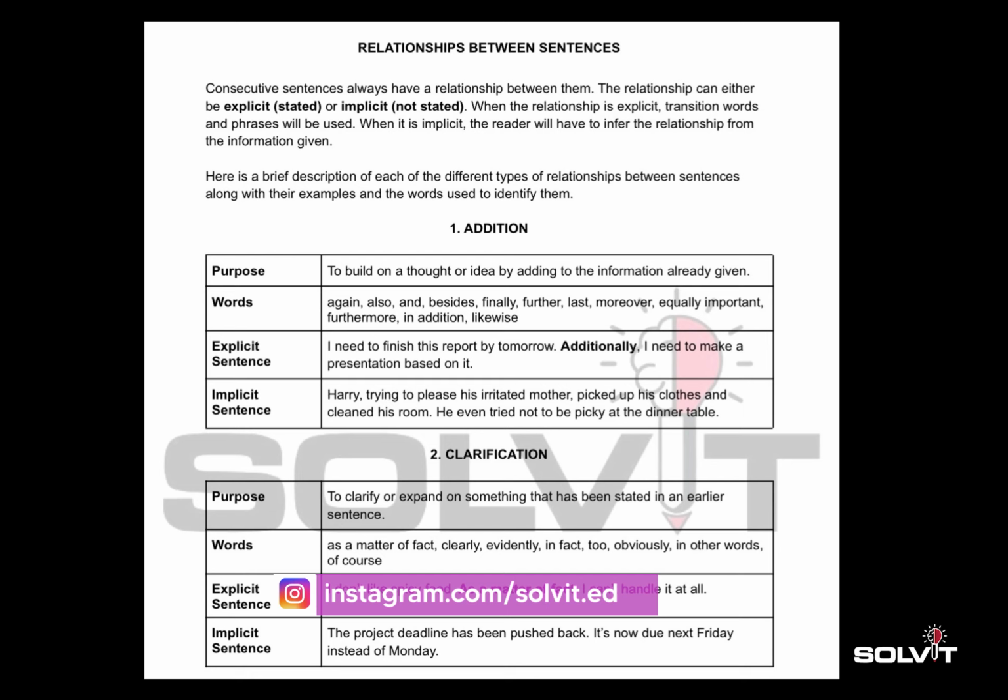So let's see what this says. Consecutive sentences always have a relationship between them. Consecutive means something that occurs one after the other. So two sentences that are written together are consecutive because the second sentence comes right after the first one. The relationship can either be explicit or implicit.